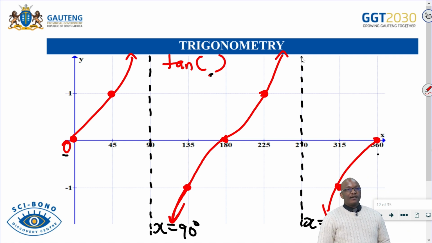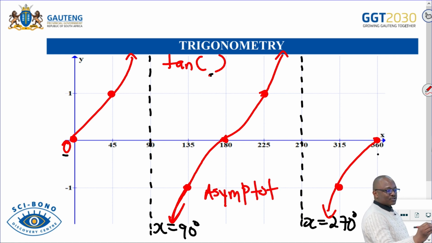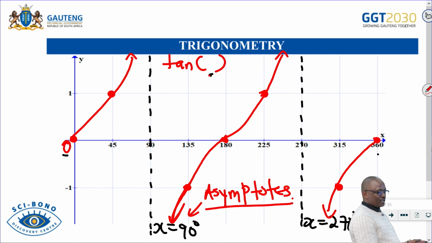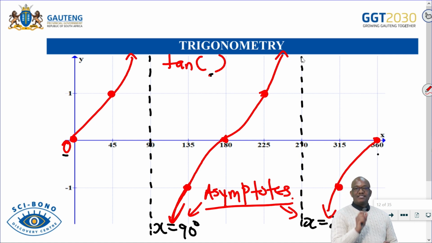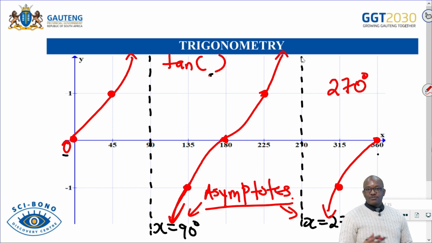So now, with tan, the things that they are going to ask you is to give us the equations of the asymptote. So the equation of the asymptote is x is equal to 90 and x is equal to 270. That is the equation of the asymptote. And avoid just saying 270. If you just write 270, we know that the asymptote is at 270.